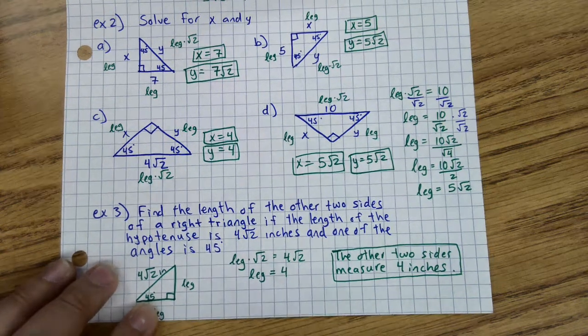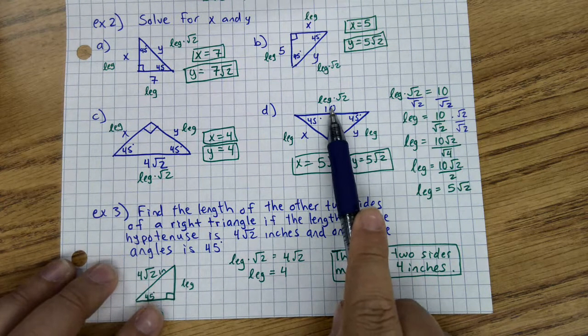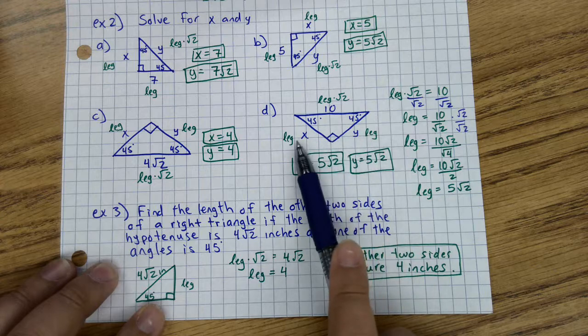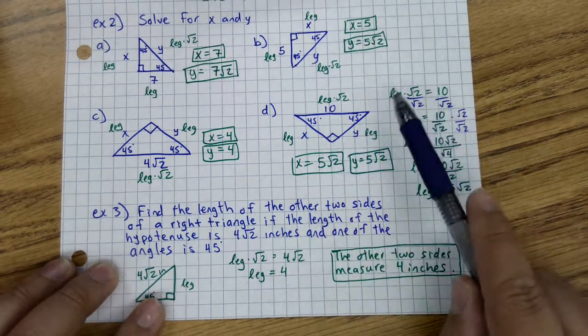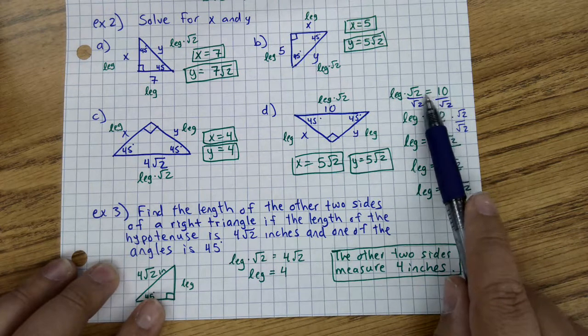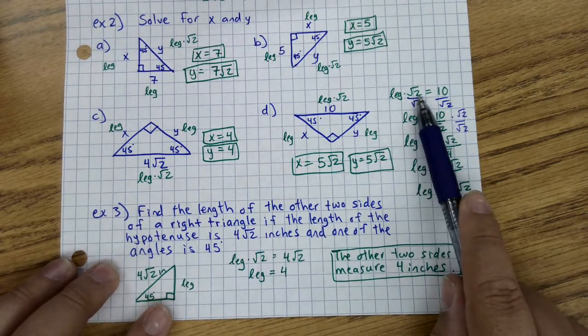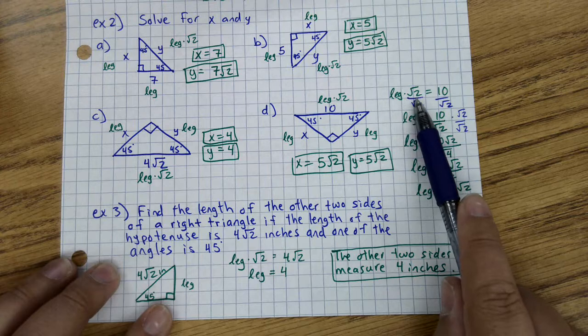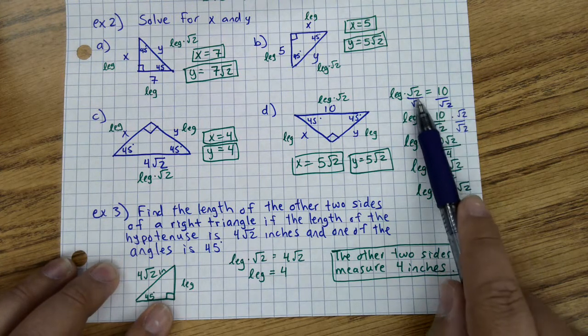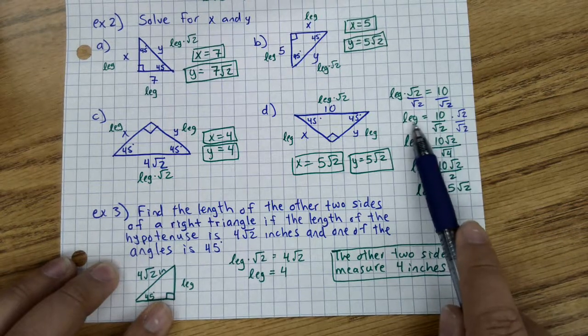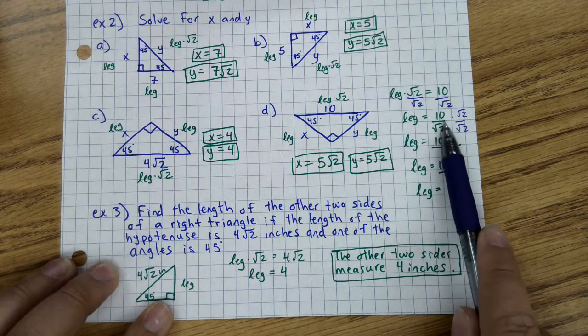Letter D, the hypotenuse is 10, and we have to find the two legs. So 10 has to be the same as leg times the square root of 2, and we want to know what the leg is, so we get rid of the square root of 2 by dividing by the square root of 2 on both sides. These square root of 2's cancel out, and we're left with leg equals 10 divided by the square root of 2.